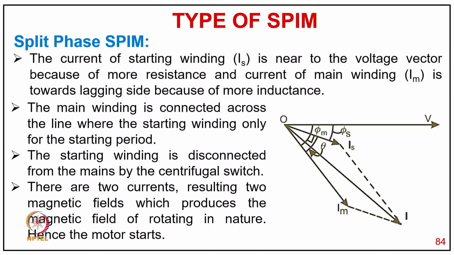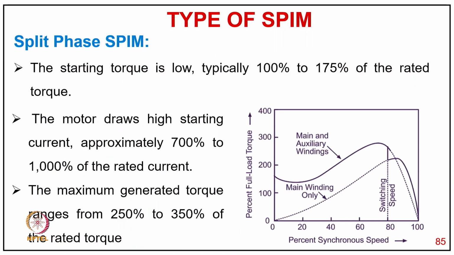The starting winding current IS is near the voltage vector because of the higher resistance, and the current of the main winding is lagging because of more inductance. The main winding is connected across the line, while the starting winding is only for starting purposes, and it is disconnected by the centrifugal switch when the motor accelerates beyond 70% speed. The two currents produce two magnetic fields that form a rotating field, hence the motor starts. You can see the torque speed characteristic with the main and auxiliary winding, and when the auxiliary winding is cut out, you run on the main winding only, as you can see there.